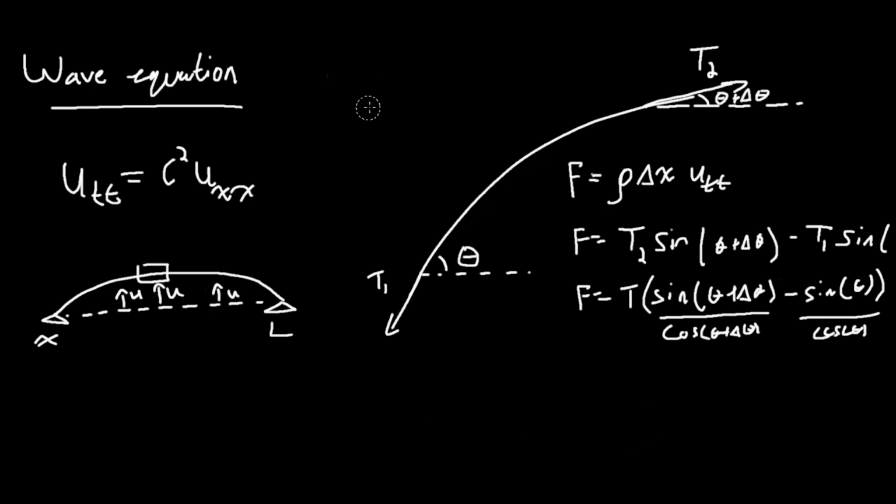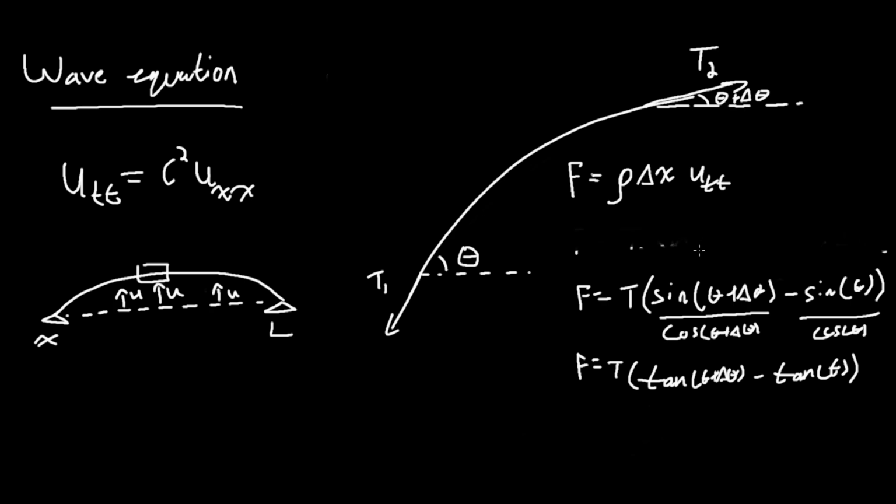That means we can just write it as tans now. Tan of theta plus delta theta, minus tan of theta. Nice. Very nice. Next step. I'm going to erase this and give us more space because we're running out of space.